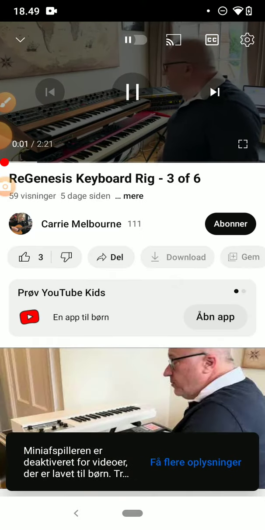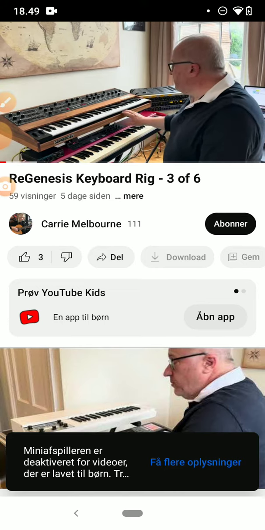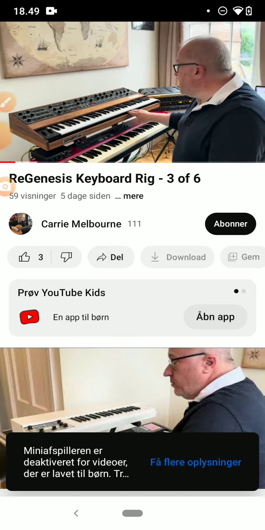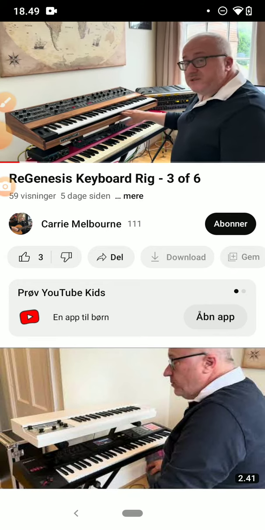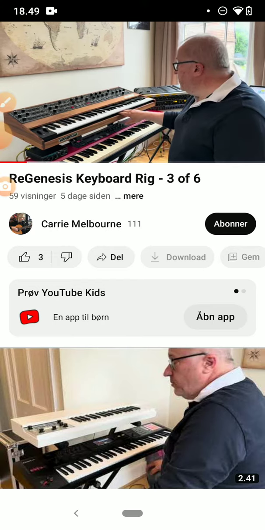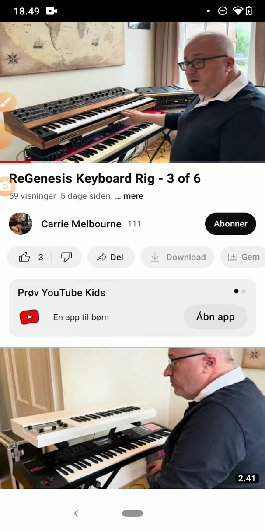Okay, next up is the Prophet 5 here. This is a Rev 4 Prophet 5, which is quite important given what I use it for. And this I'm not using for its sounds at all, which is a great shame because the Prophet 5 is my favourite synthesizer. But I am using it to trigger the Arp Pro Soloist, which I have in rack form over here.